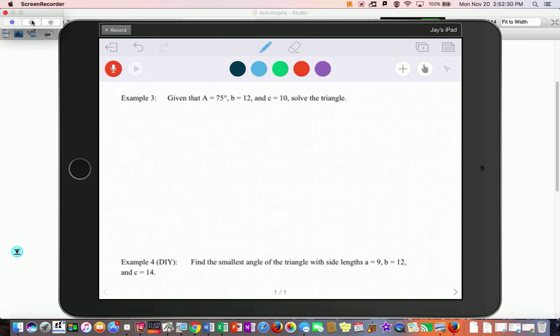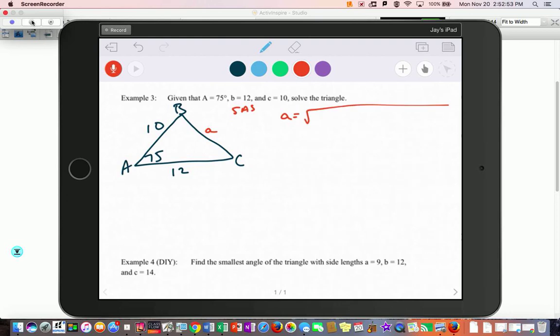All right, so if I'm supposed to solve the triangle, I would draw a triangle, probably label A, B, C. A would be 75, little b is 12, C is 10. So we have side, angle, side here. That means I can find little a first, and I would do little a as the square root. And I go 10 squared plus 12 squared minus 2 times 10 times 12 cosine of 75. Throw that into the calculator.